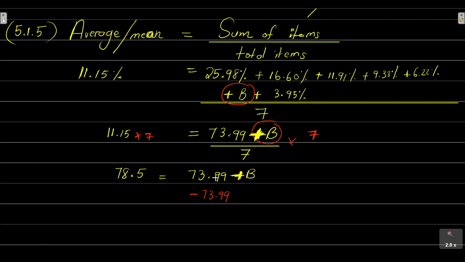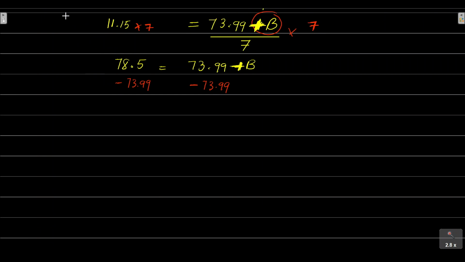And if we minus it on one side, we also need to minus 73.99 on the other side. So how would this look? We would write it as 78.05 minus 73.99.